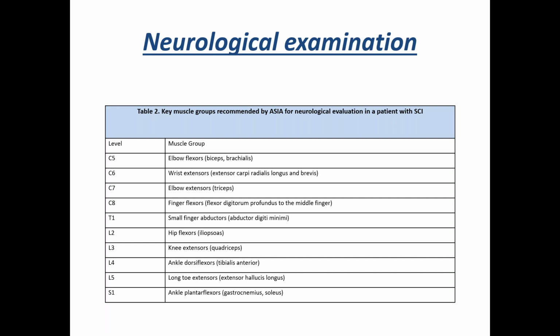C8, finger flexions. T1, small finger abductors, that is abductor digiti minimi. Then comes the lower limb. L2 is hip flexors, iliopsoas. L3, knee extension, that is quadriceps. L4, ankle dorsiflexion. You look for the foot drop. L5 is EHL, long toe extension. S1 is ankle plantar flexion. So with this, we can screen which myotome is involved based on the functional outcome.